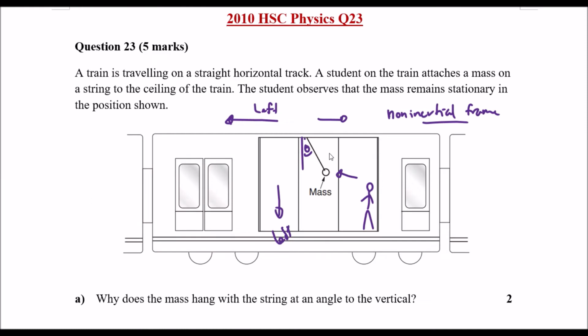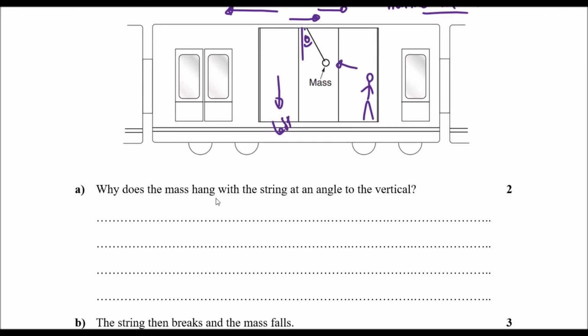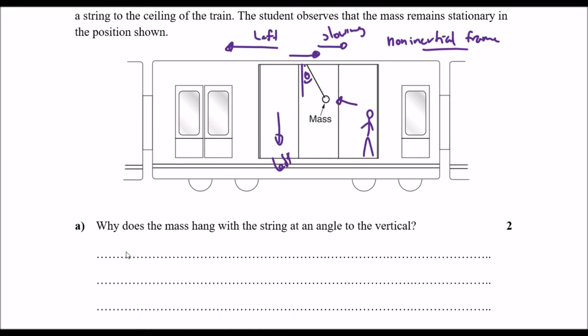And what was the other scenario that we had? The other scenario is if we were slowing down as we were moving towards the right. As we slow down, or come to a stop moving towards the right, the original inertia of the mass would be to continue to move to the right, and that's where we get that. So those are the scenarios that we have. So why does the ball hang with the string at an angle? That represents that we are in a non-inertial frame.